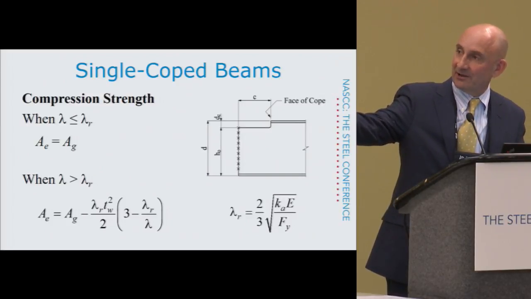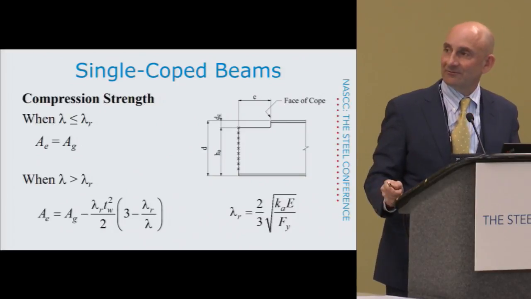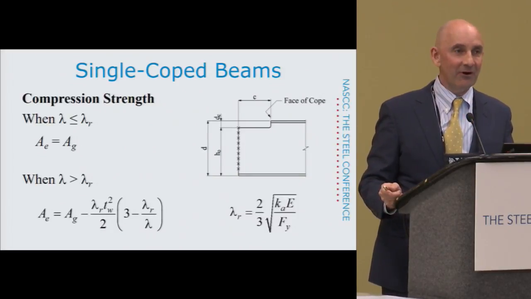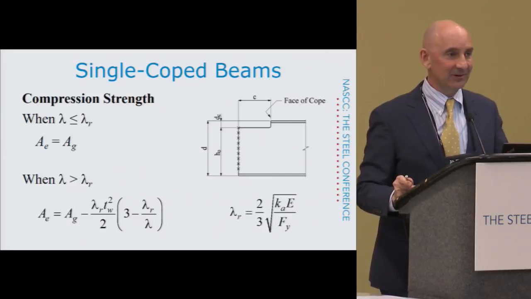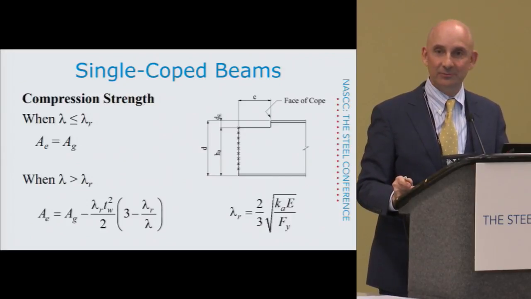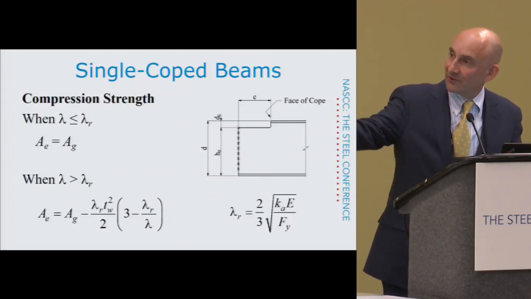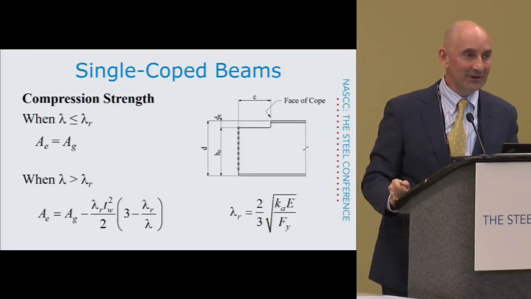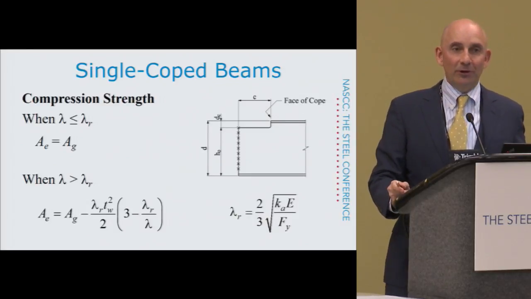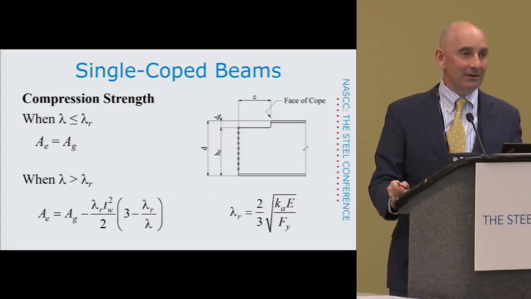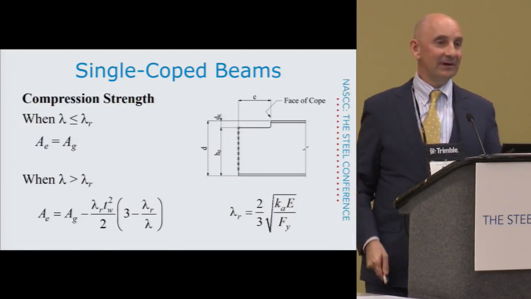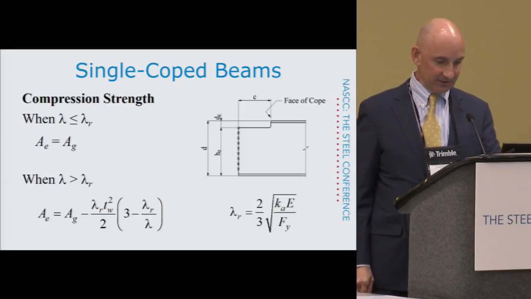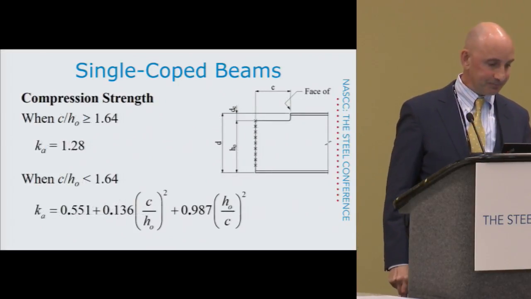It's got A sub G minus some value out here, and that value is dependent on lambda sub R, which we know how to calculate from over here, and it's dependent on lambda. That hasn't changed. That's still H sub O over T sub W, and we've got the web thickness in there, which we know what that is. So the only thing that we're missing now, same as before, is this K sub A. We don't know what that is. So let's take a look at what we did for that.